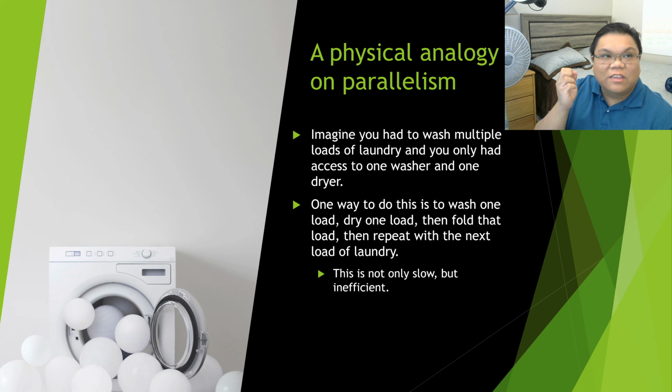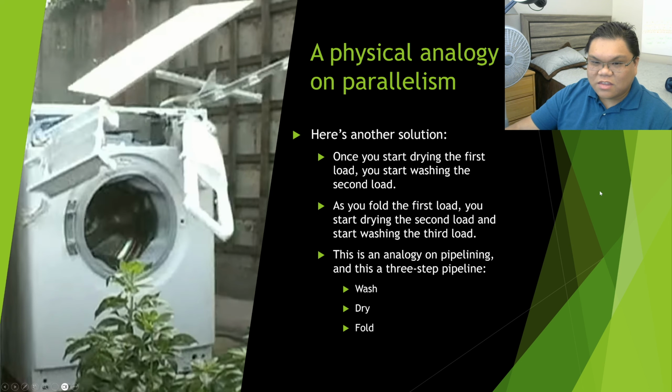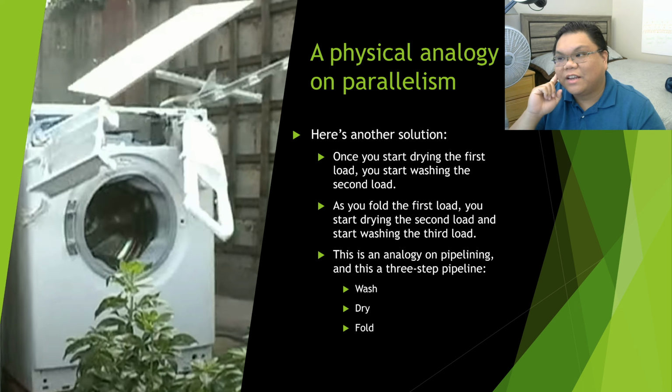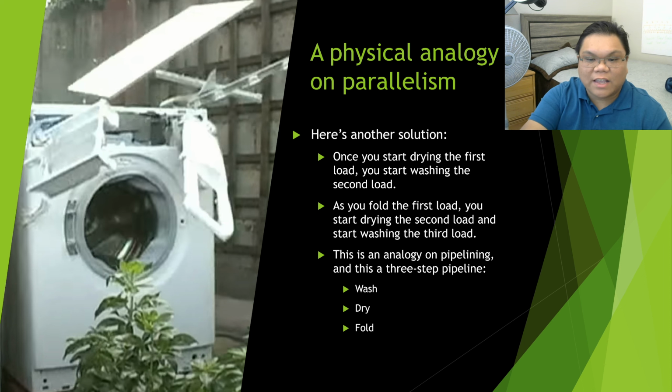So let's say you fix the wiring in your house, and now you are able to run both the washing machine and the dryer at the same time. So here's another solution. You wash the first load. When that's done washing, you load that into the dryer, and at the same time, as that's drying, you load the second load.